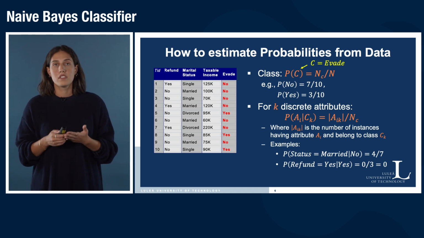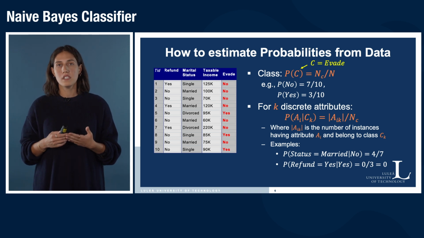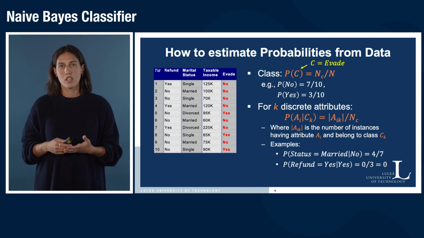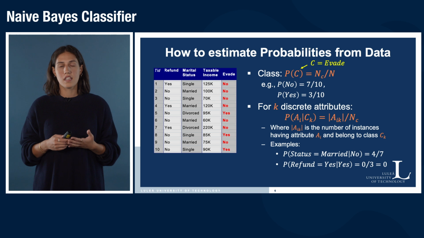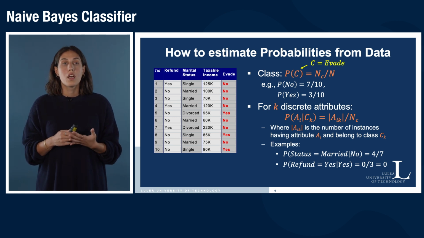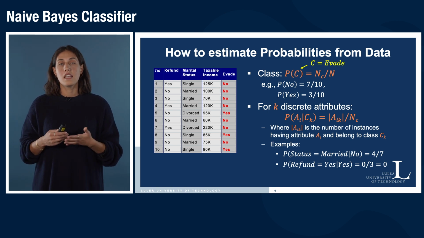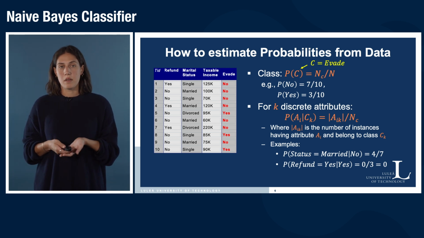In this example, we have several information of different people. So the attributes we have are refund, marital status, taxable income, and whether they evade or not. In this case, we're interested in the last class, evade, marked in red. And we can count the probabilities of evading and not evading by just counting the cases of no and yes out of the 10 examples. We also need the probability of every attribute given the class evade, and in our case we have 3 attributes. So let's see this with an example.